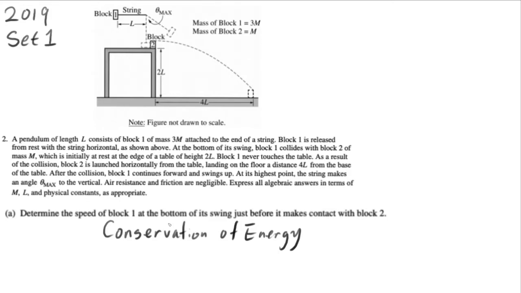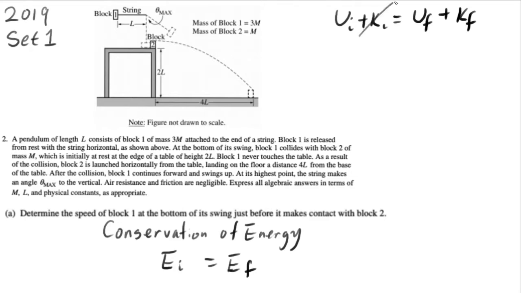So conservation of energy says that energy initial equals energy final. So we can break down the energy components into initial potential plus initial kinetic equals final potential plus final kinetic. We know that initially block 1 is at rest, so there's no kinetic energy initially. To make the problem easier, we're going to set zero at table level so that we can avoid having potential energy in the final position. So we're going to make the initial position where the block is released from rest, and the final position right before the block hits block 2.